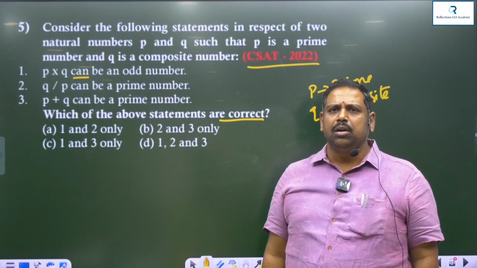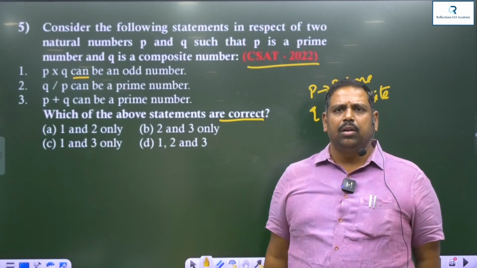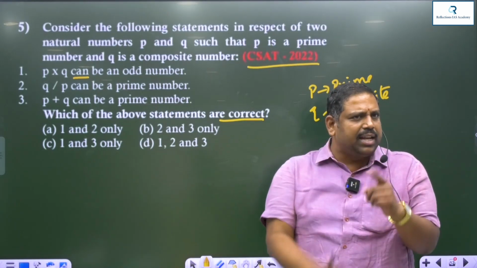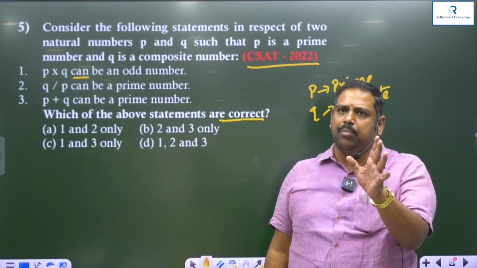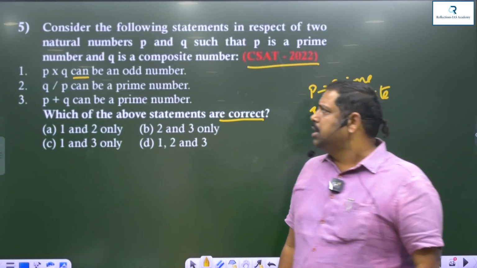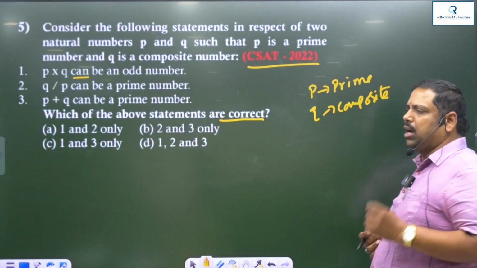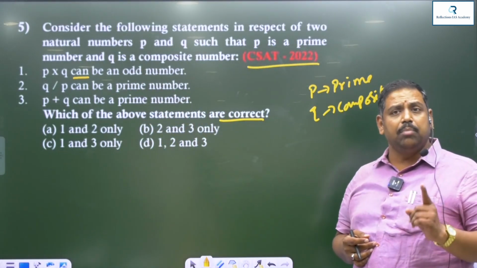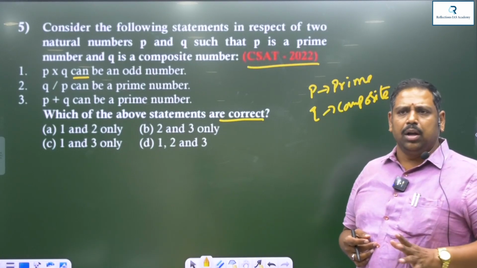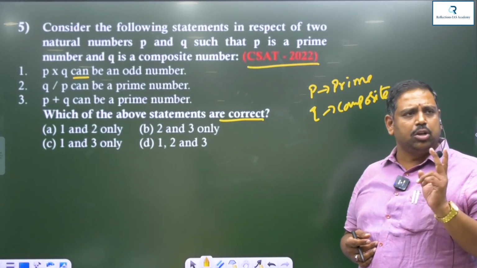Can means always or a possibility. Or a possibility means at least in one case, if you can show that that will happen. So definitely it works, right or wrong? So P into Q can be an odd number. So I know that I will get an odd number if I multiply odd number into odd number, right or wrong? In that one should be odd prime number, other should be a composite number.